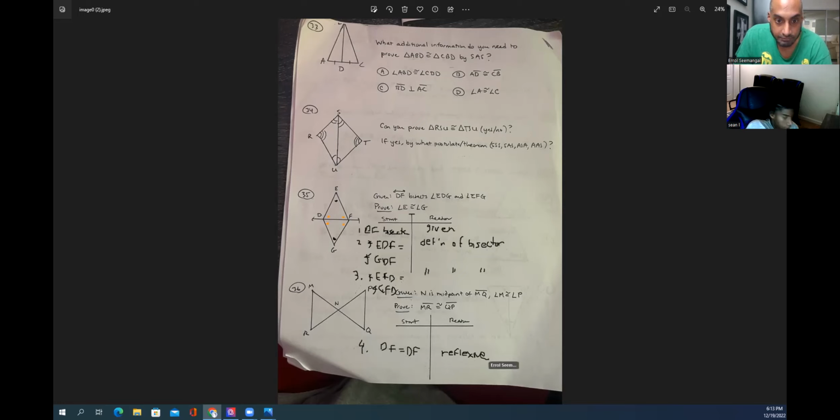And then 5 would be... they're congruent, by what? So they're congruent, that means that triangle DEF is congruent to triangle DGF by what theorem? SAS, AAS, or what? Oh, ASA. Yeah, exactly. ASA, and then number 6 would be therefore E equals G because they're congruent.